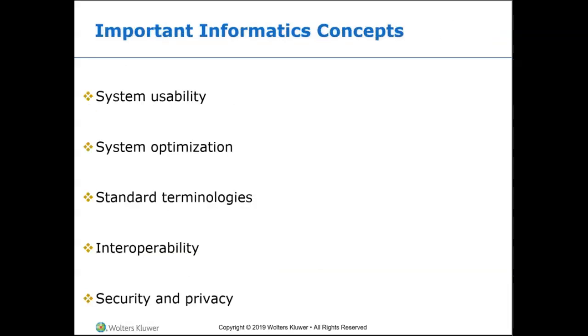There are some concepts that are important to know in regards to technology. The first is usability. Did it really work as effectively as it intended? System optimization refers to using the product to its fullest capacity. Are the alerts effective? Is the system supporting nursing care to the fullest capacity? Standard terminologies help everyone speak and communicate using common terms that everyone should be able to understand.